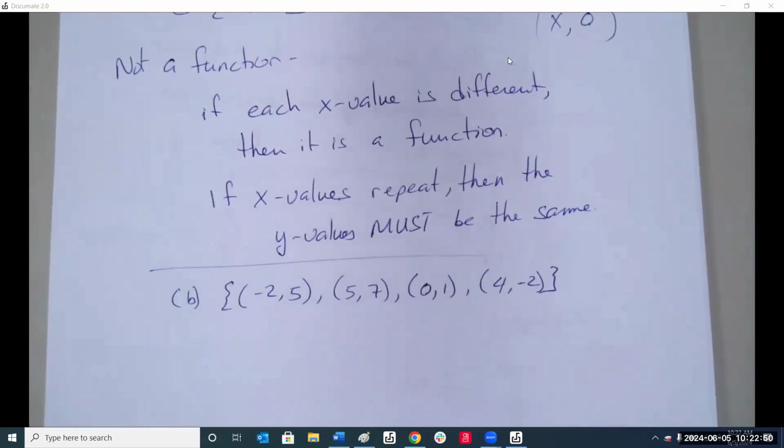Is that a function? Anybody? Look at the x values. Are any of them the same? Nope. Since they're all different, it's automatically a function.